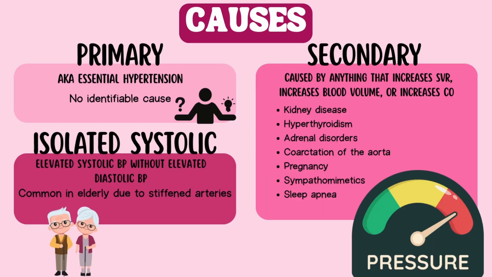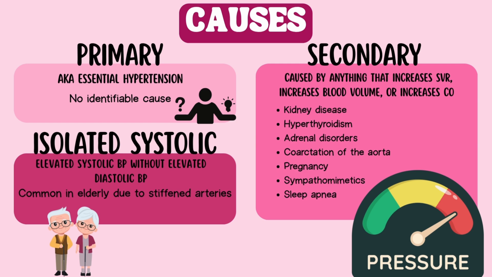Now, the different causes or types of hypertension include primary, which is the most common form of hypertension, also known as essential hypertension, and it has no identifiable cause. Secondary hypertension is caused by anything that increases systemic vascular resistance, blood volume, or cardiac output. Some common causes are kidney disease, hyperthyroidism, adrenal disorders, coarctation of the aorta, pregnancy because of that increased blood volume, sympathomimetic drugs, and sleep apnea.